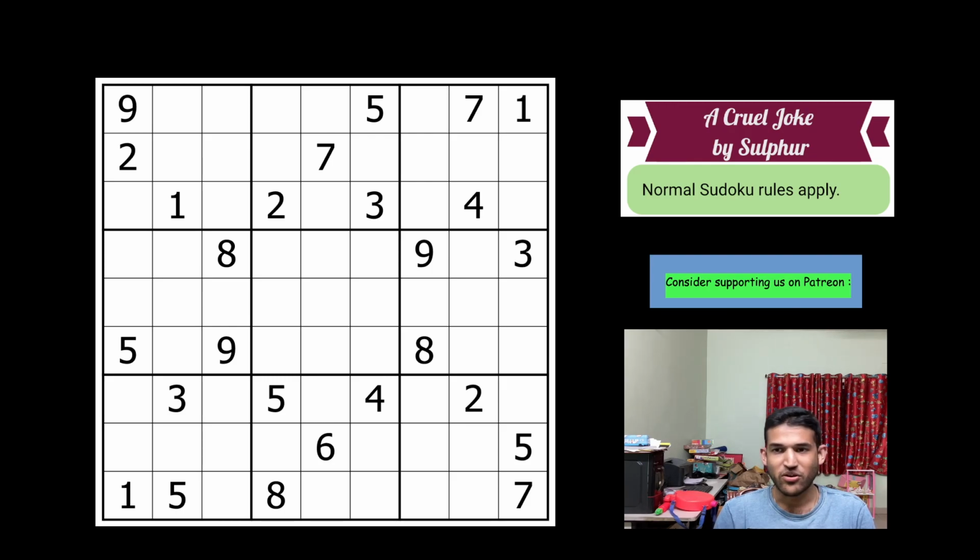Today's video will be on a classic Sudoku created by Sulphur. I've solved this Sudoku already and this is a really excellent and very challenging classic Sudoku. This is titled A Cruel Joke by the author. Normal classic Sudoku rules apply. Each row, each column and 3 by 3 box in the grid has digits 1 to 9.